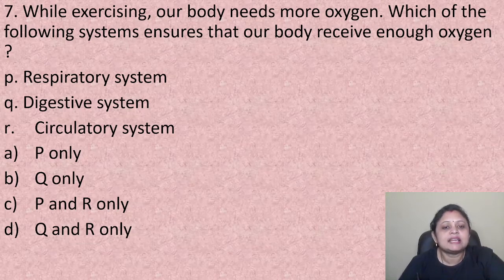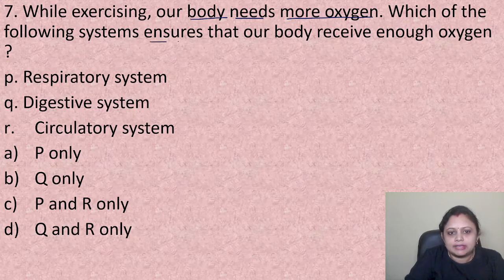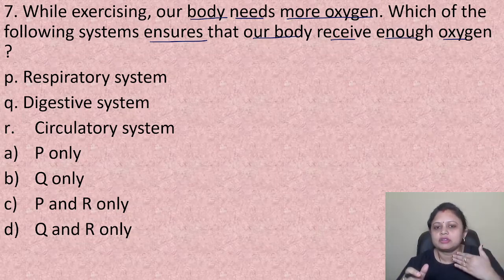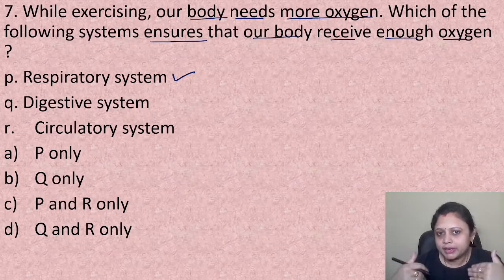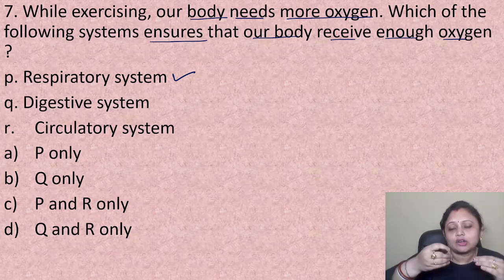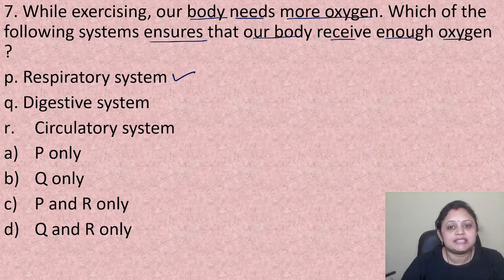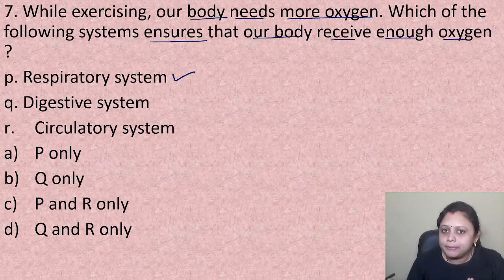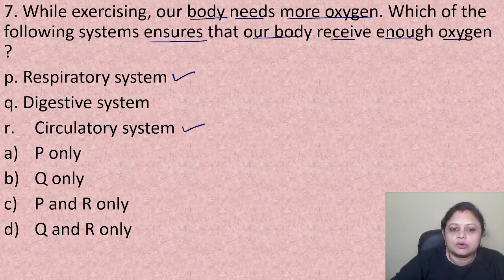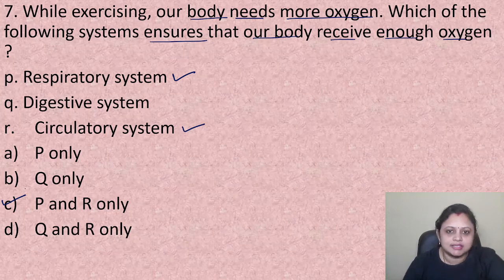While exercising, our body needs more oxygen. Which system ensures that our body receives enough oxygen? We take in oxygen through the respiratory system, so the respiratory system is involved. We breathe in oxygen-rich air, and that oxygen needs to reach different cells and different parts of the body. It reaches them through the blood, which is part of the circulatory system. So the correct answer is the circulatory system and respiratory system, that is P and R only. Option C is the correct answer.